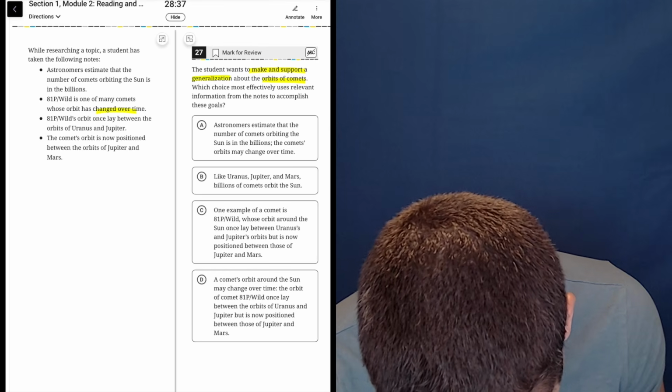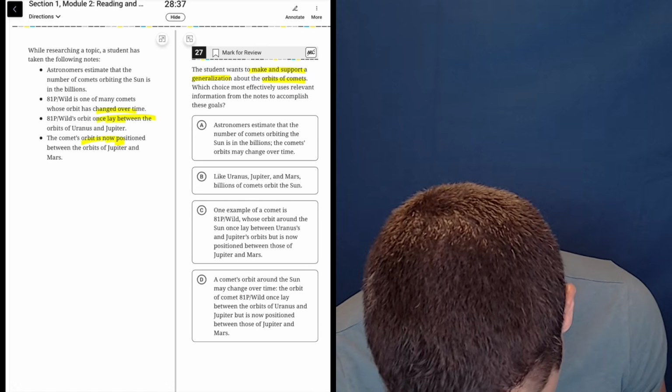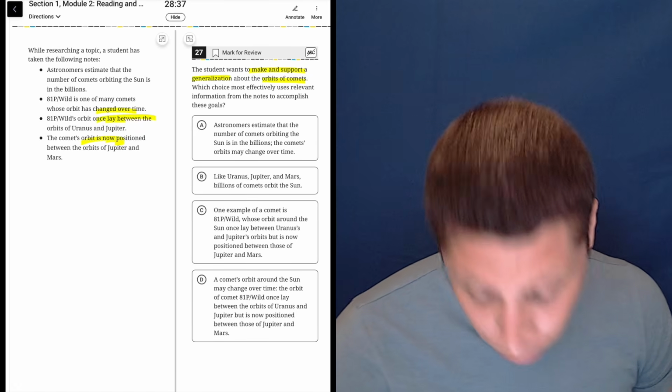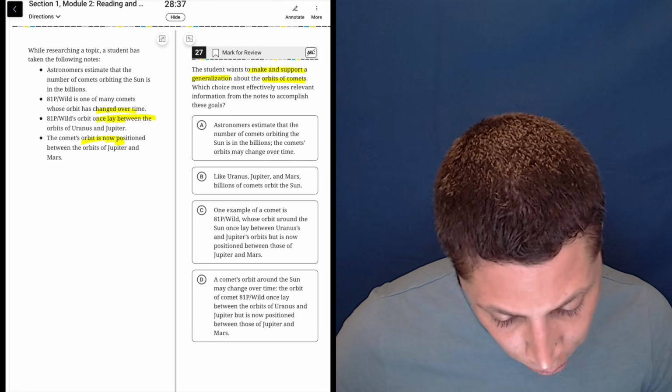Okay. Many comets' orbits change over time. Once lay between this. Okay. The comet's orbit is now positioned. Okay, make and support a generalization about the orbit. Astronomers estimate that the number of comets orbiting the sun is in the billions. The comet's orbits may change over time.